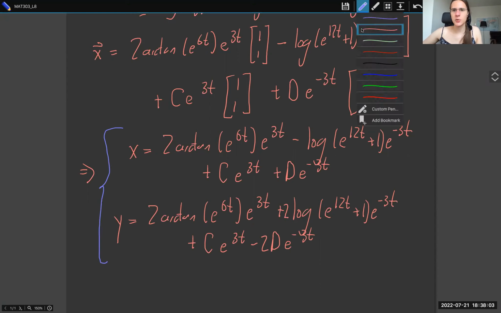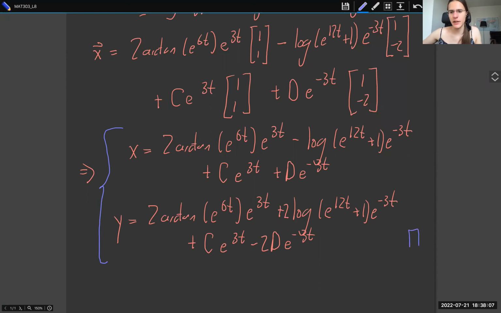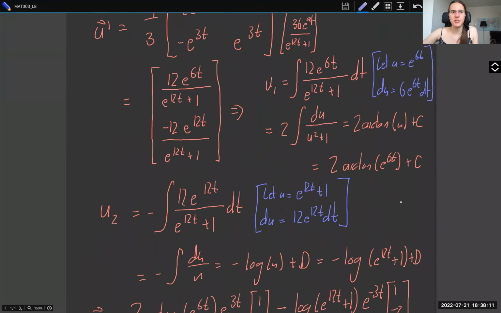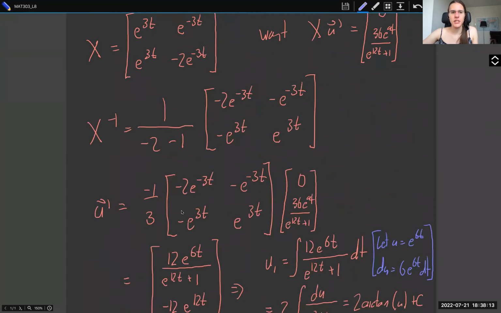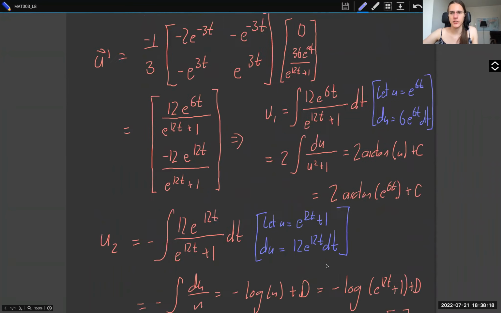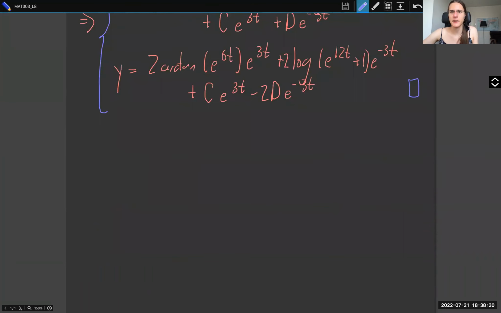And so that's the solution to the inhomogeneous system. So that's our first example of solving an inhomogeneous system. And the key is that you need to invert a matrix. Basically, once you've solved the homogeneous system, you invert the matrix, then you apply it to that, and then you just get a bunch of integrals that you're supposed to do. So that's not bad.